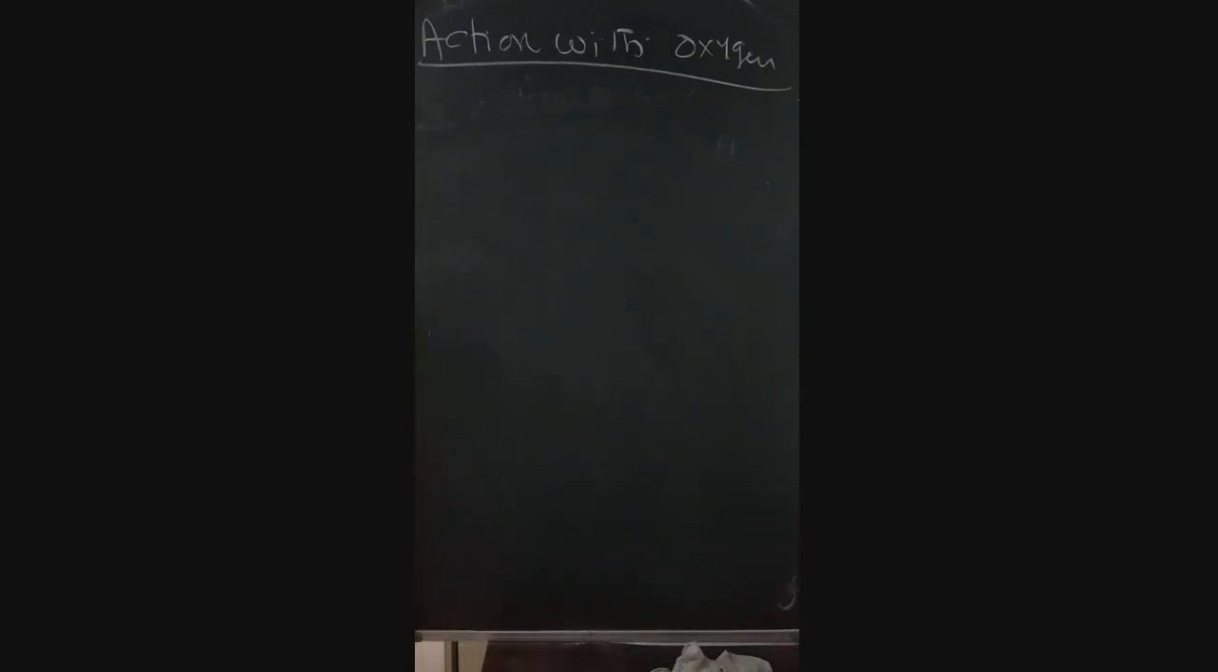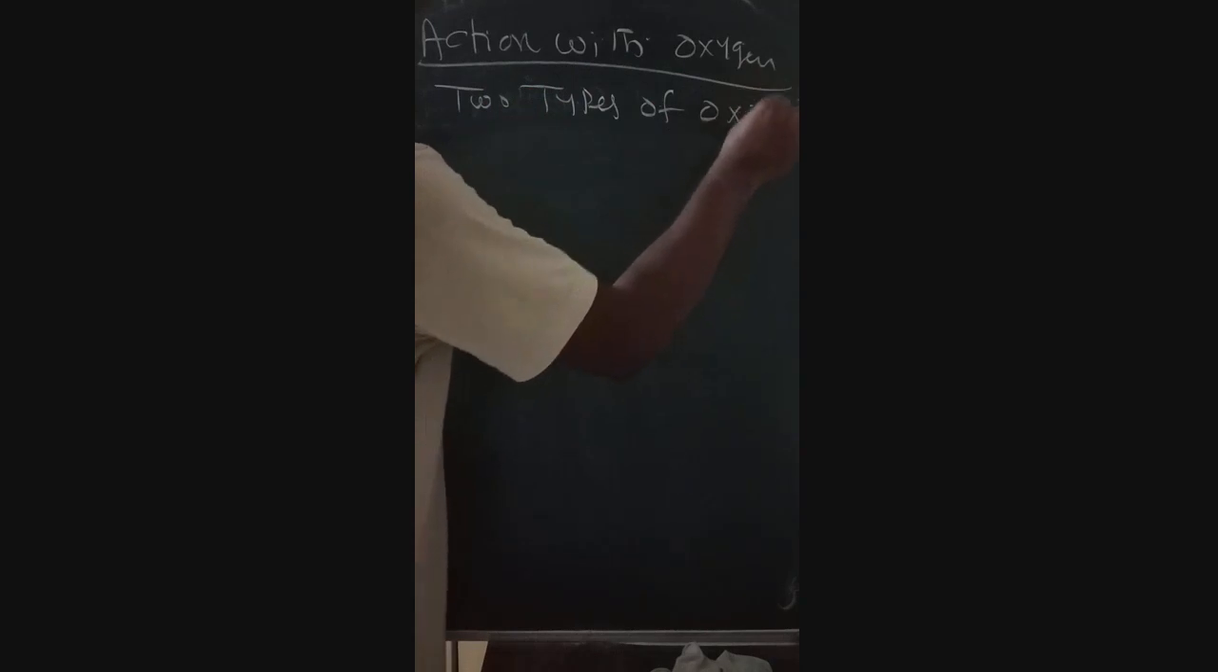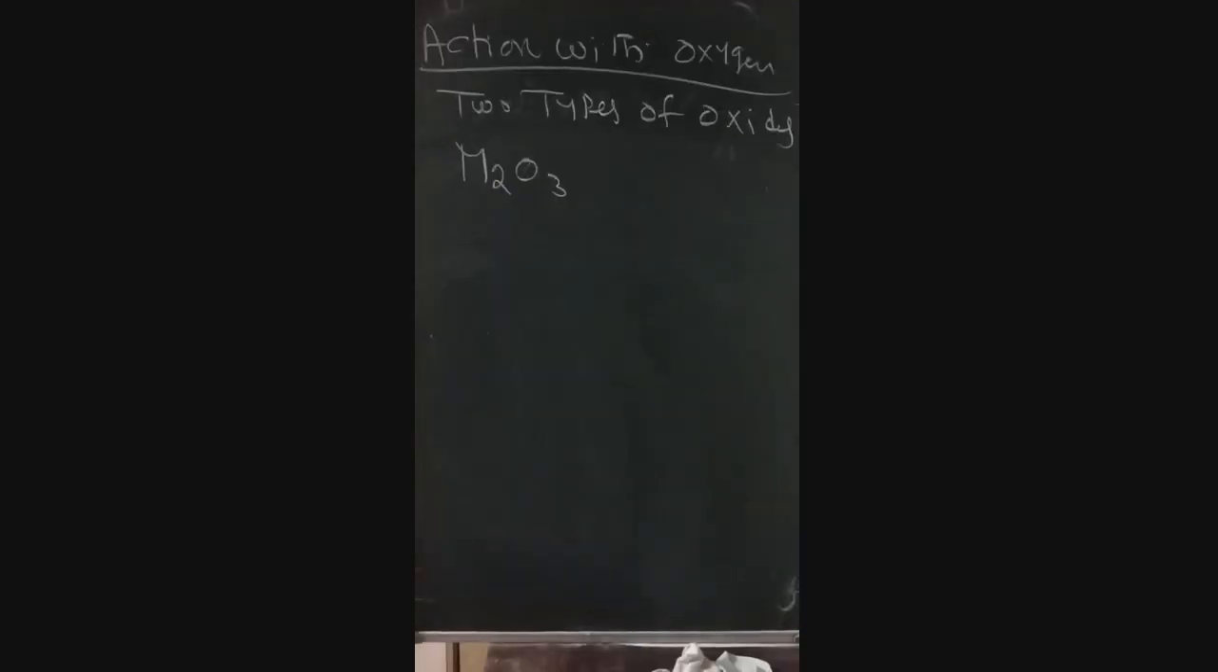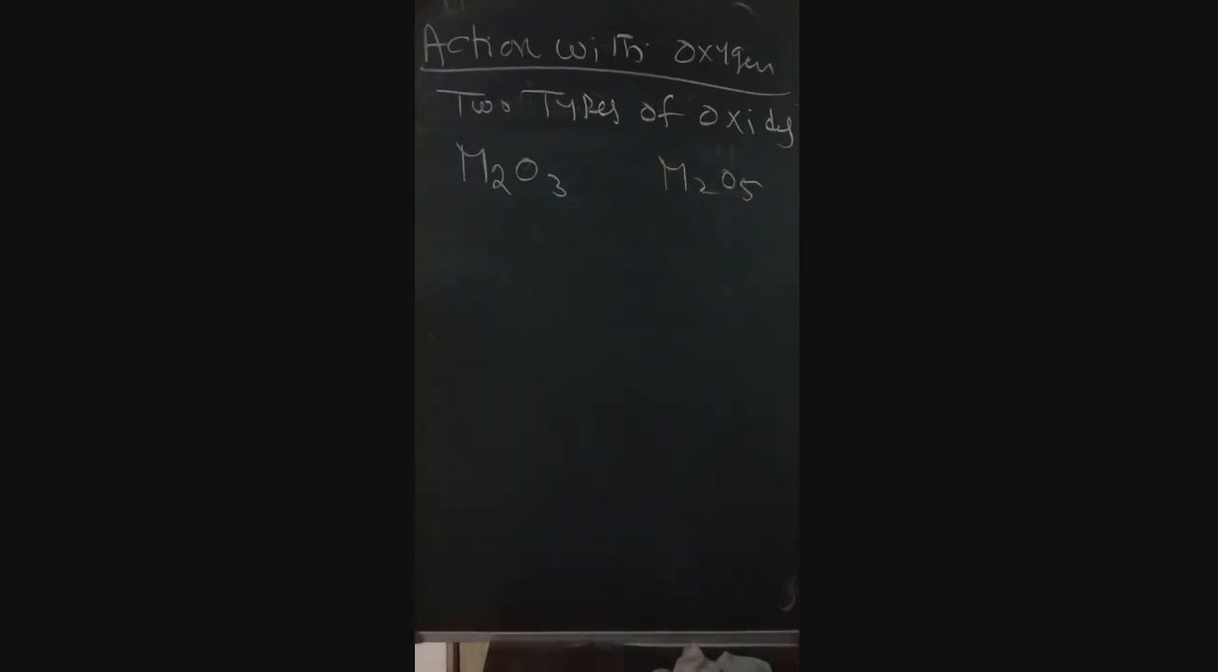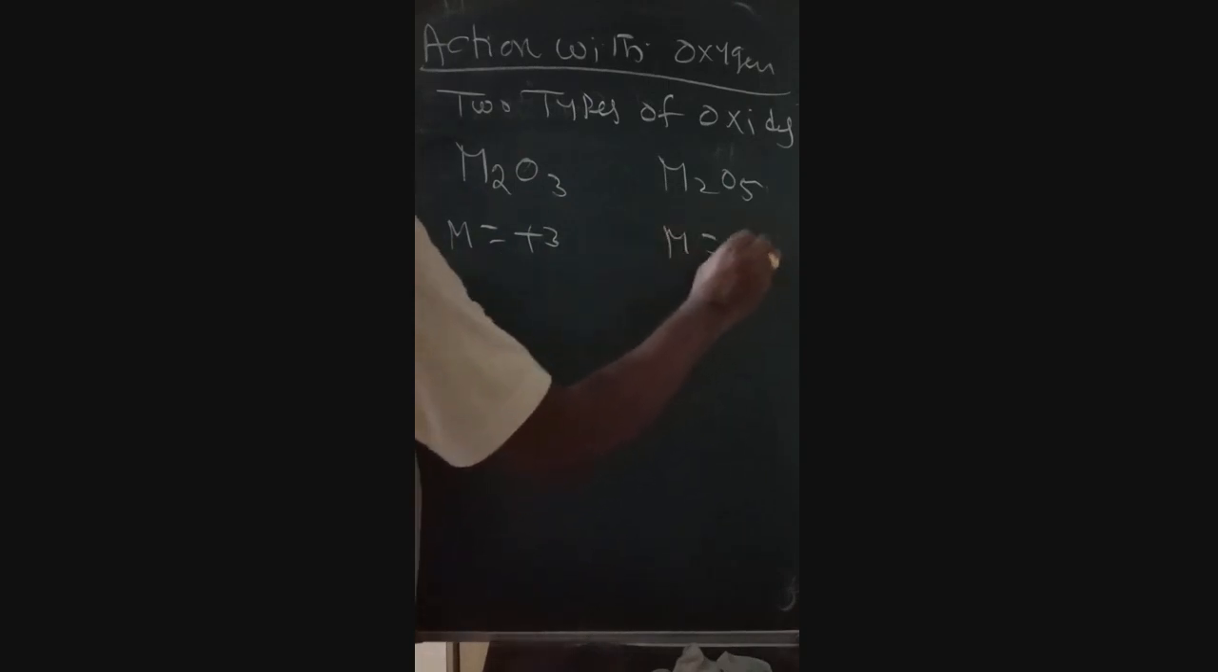Here mainly two types of oxides are formed. What are the two types of oxides commonly? One is M2O3 type of oxides, and one more is M2O5 type of oxides. In M2O3 type of oxides, the oxidation state of M is plus 3. In M2O5, the oxidation state of M is how much, children? Plus 5.